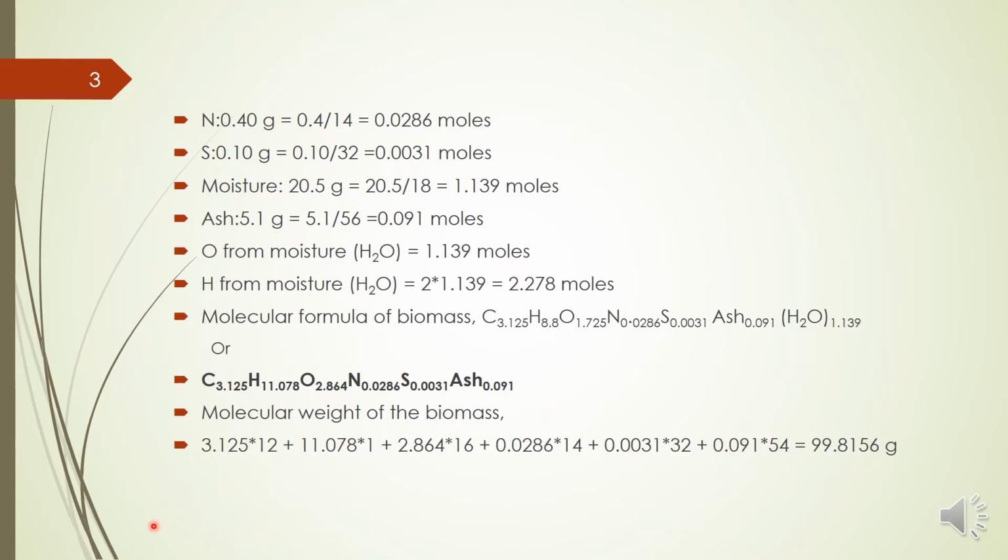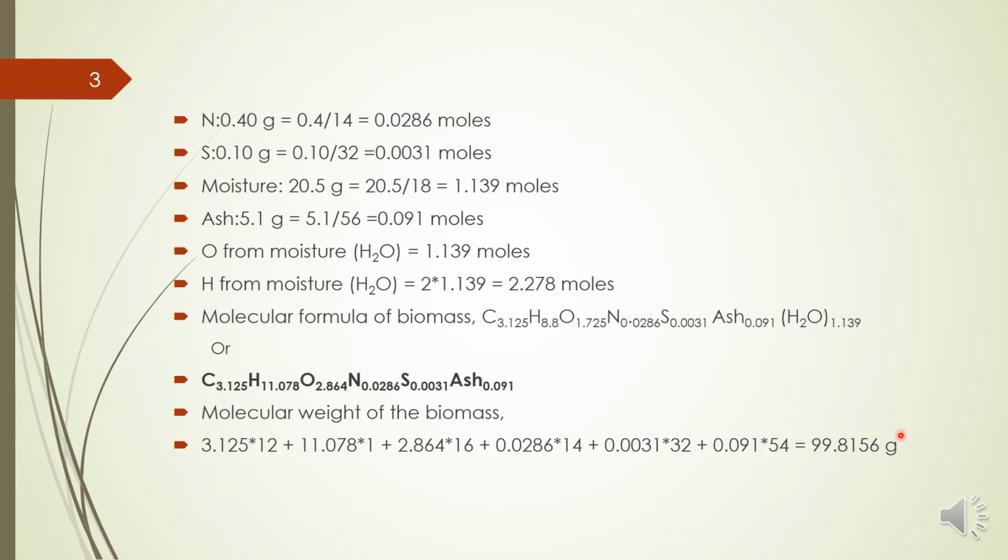So that will be 3.125 into 12, that is the molecular mass of carbon, plus 11.078 into 1, that is the molecular mass of hydrogen, 2.864 into 16, the molecular mass of oxygen, 0.0286 into 14, that is the molecular mass of nitrogen, 0.0031 into 32, that is the molecular mass of sulfur, and ash is 54. So we have found this. So sorry, ash is 56, so you can take 56 here, it's not 54, it's a mistake.